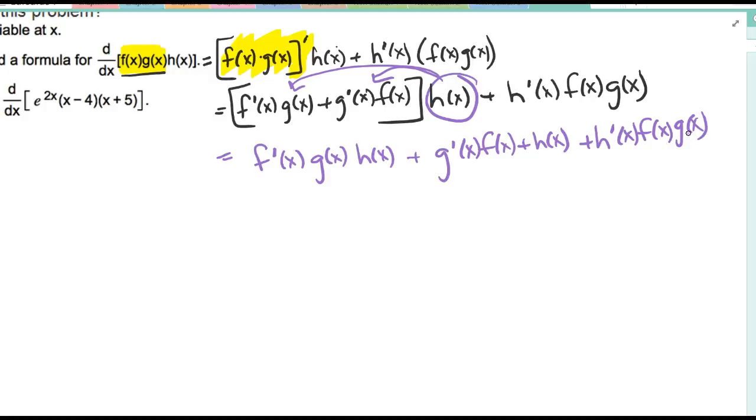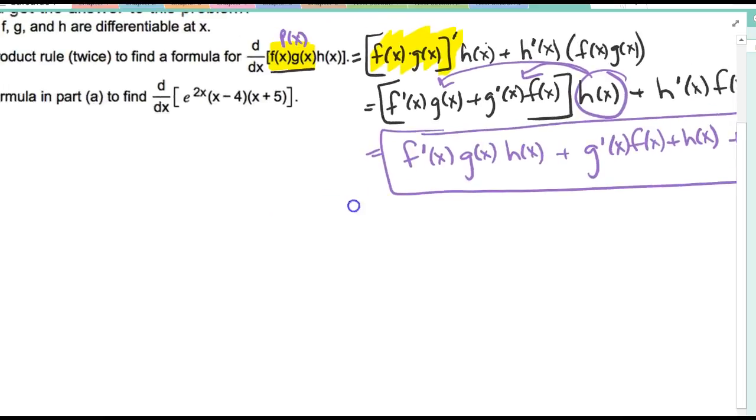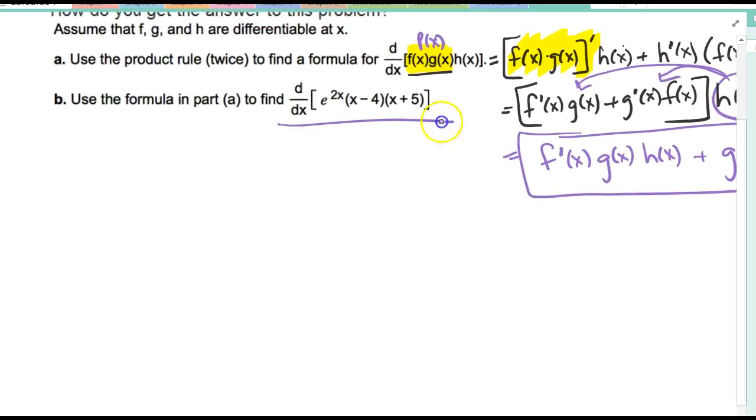Another way to do it is you could just make this new function, let's say p of x, and do the product rule, p prime of x times h of x plus h prime of x times p of x, and then plug it in there from there. But here's kind of the setup here. You can do the same thing to find the equation here.